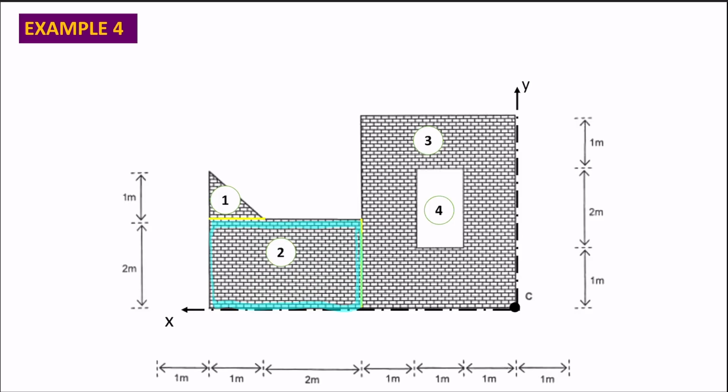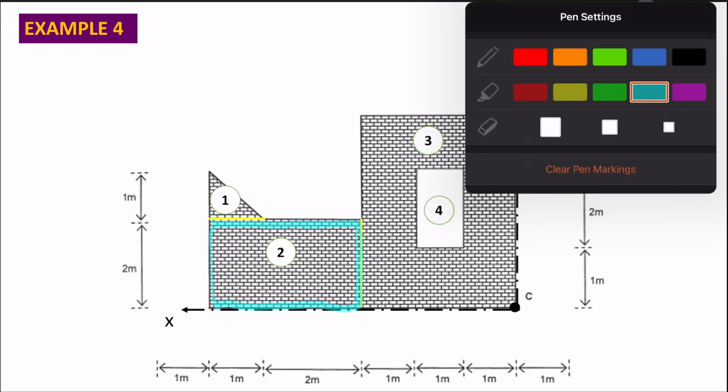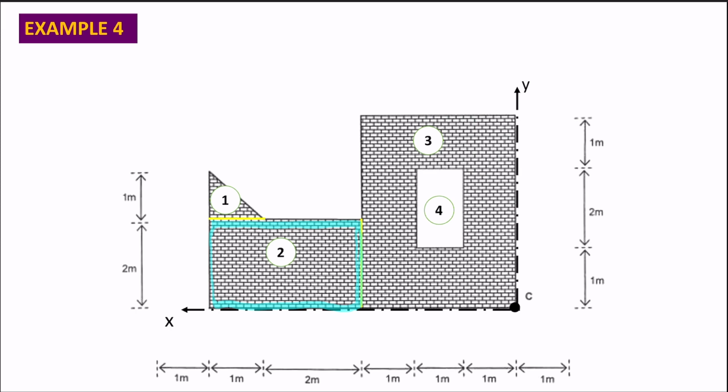The second section is the rectangle. The area for the rectangle will be B times H. It is 3 meter times 2 meter. For the X bar, it should be half of the rectangle to get to the x-axis. So the value is going to be 2 meter divided by 2.